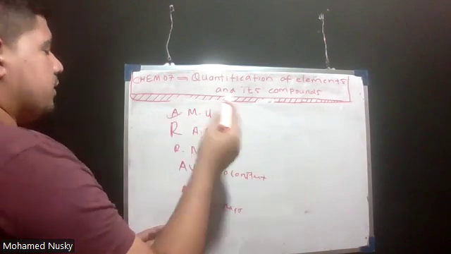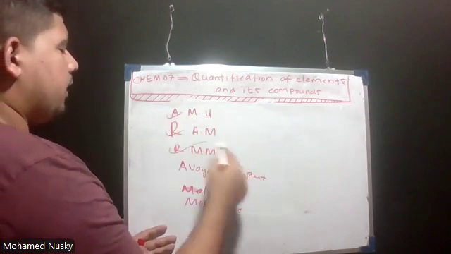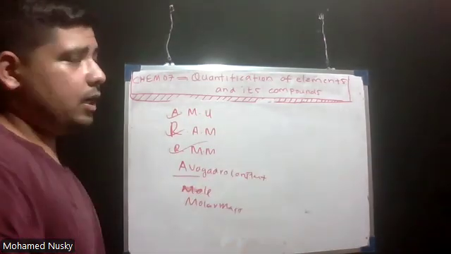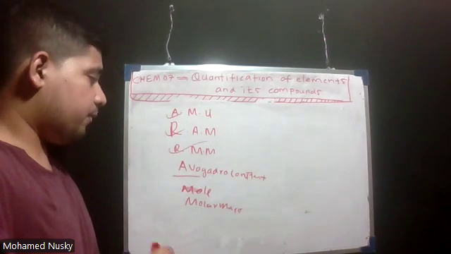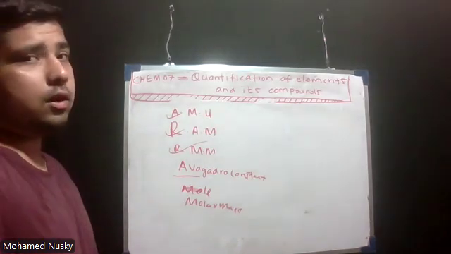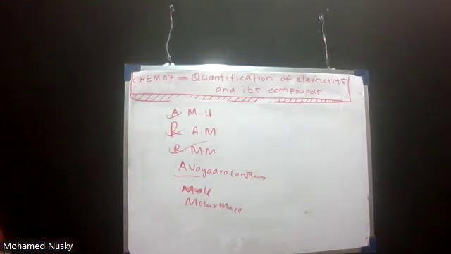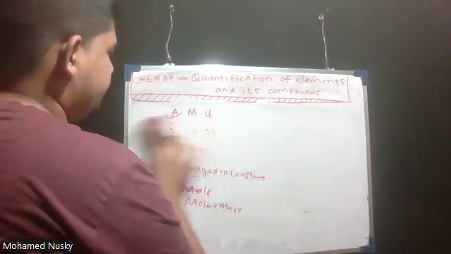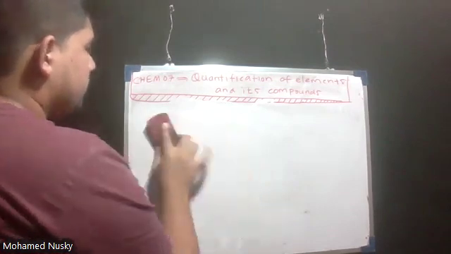Last video, we discussed atomic mass unit, RAM and RMM. Today, we are going to discuss the Avogadro constant. In this video, we are going to discuss the Avogadro constant. And what is this Avogadro constant?